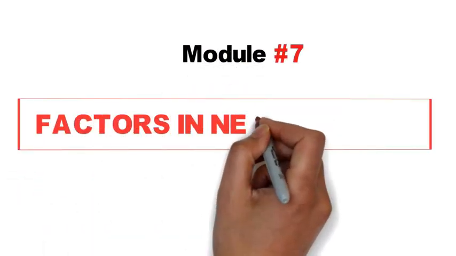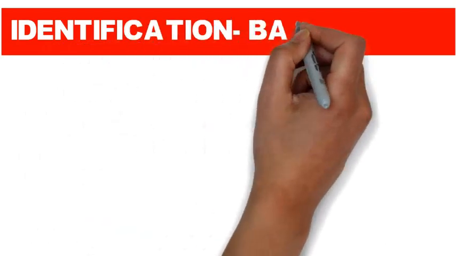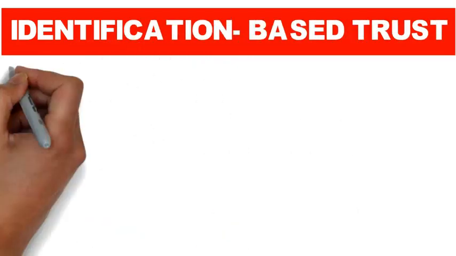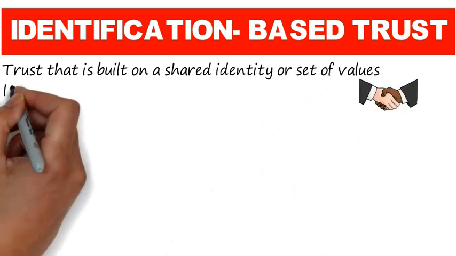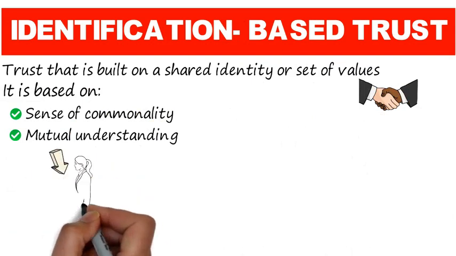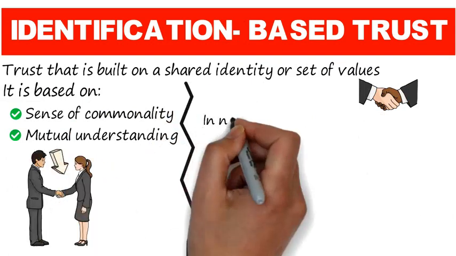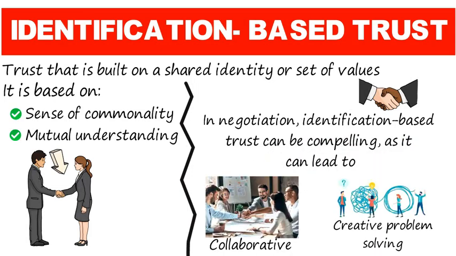Module 7. Factors in negotiations. Identification-based trust. Identification-based trust refers to a type of trust that is built on a shared identity or set of values. It is based on a sense of commonality and mutual understanding between individuals. In negotiation, identification-based trust can be compelling, as it can lead to more collaborative and creative problem-solving.